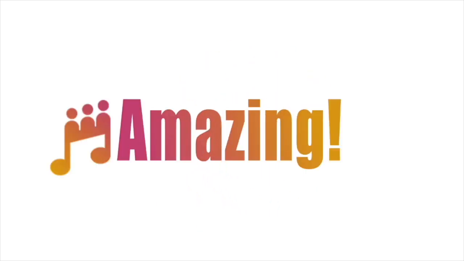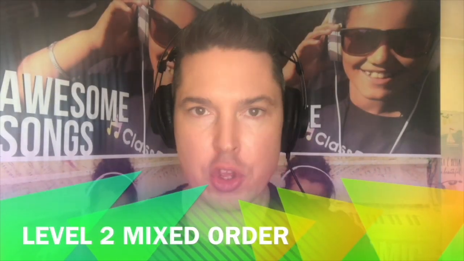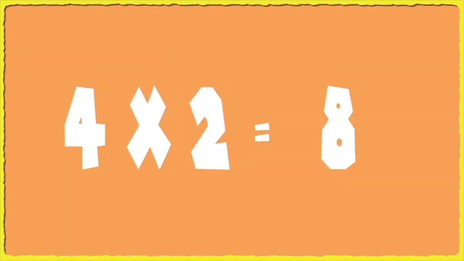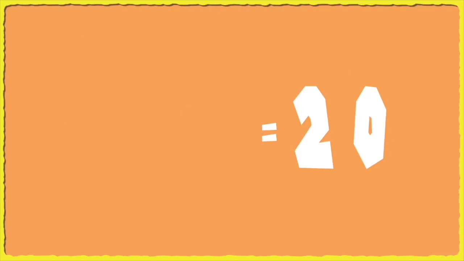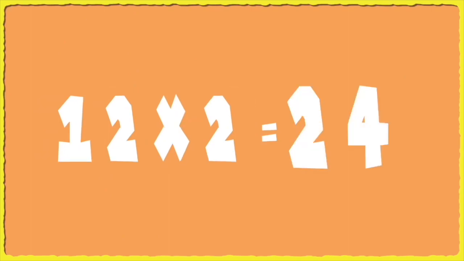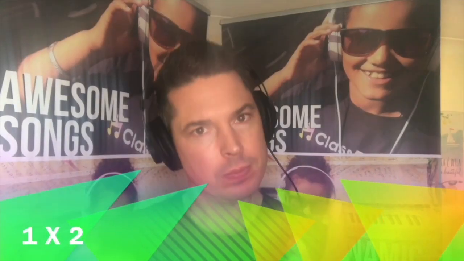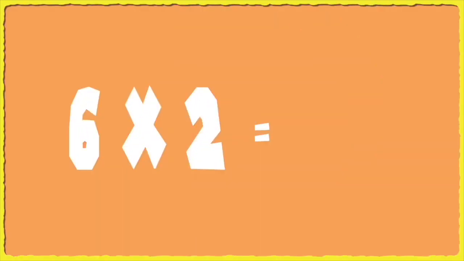Right, level 2 time. Same again, mixed order. You guys know what you gotta do. 3 times 2. 2 times 2. 4 times 2. 10 times 2. 6 times 2. 9 times 2. 12 times 2. 11 times 2. 9 times 2. 2 times 2. 3 times 2. 1 times 2. 7 times 2, 11 times 2, 6 times 2, 1 times 2.